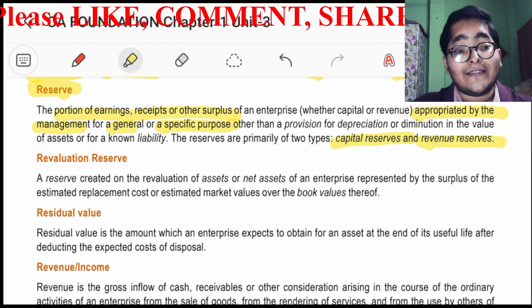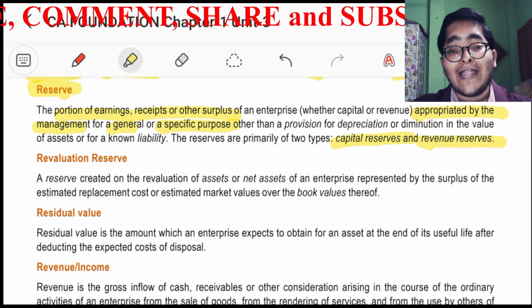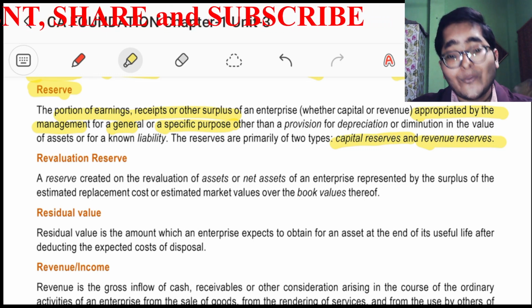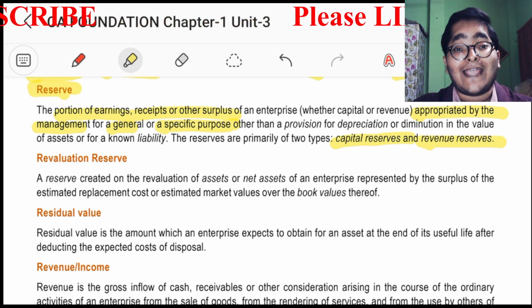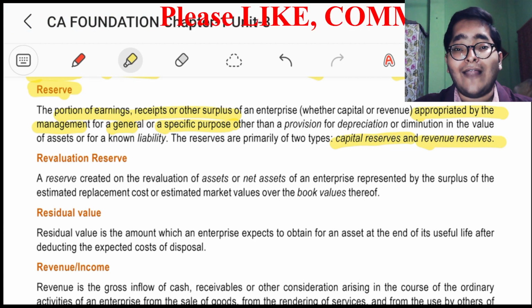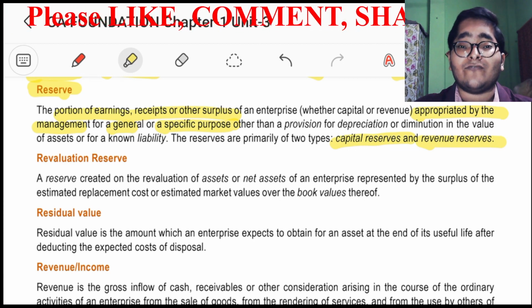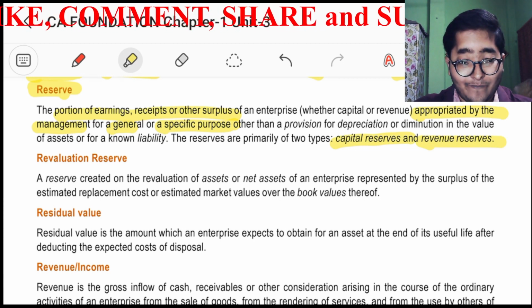Revaluation reserve is that reserve that is created while revaluing an asset or revaluing a net asset that is in excess of the book value or historic value of that asset or net asset.